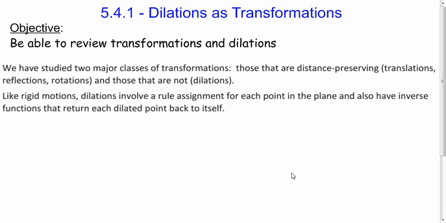So far we know about two types of transformations. We have the isometries, and we have the ones that aren't, the dilations in this case. They don't preserve distance, always dilations. But they're similar in that we are inputting a point, and they're assigning that to another point on the plane. And we can always find those inverses.